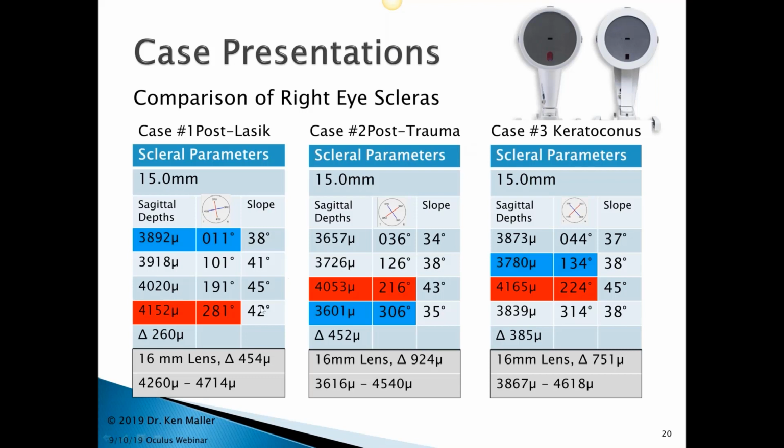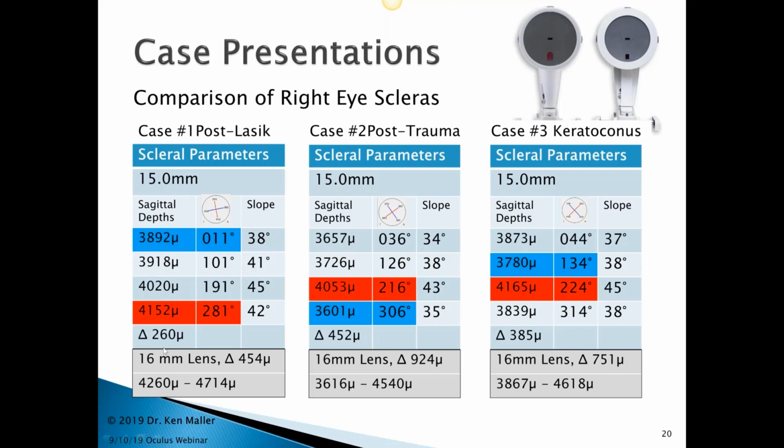If we take a look at the flat to steep sagittal depth difference, so the extremes at a chord of 15mm, the post-LASIK eye has a difference of 260 microns. The traumatic eye has a 452 micron difference, and the keratoconic eye has a 385 micron difference. And so again, there's no reason to understand why this particular traumatic eye has the greatest difference in terms of sagittal depths at a 15mm chord. I think that happens to be random, and it's just the way eyes are put together.